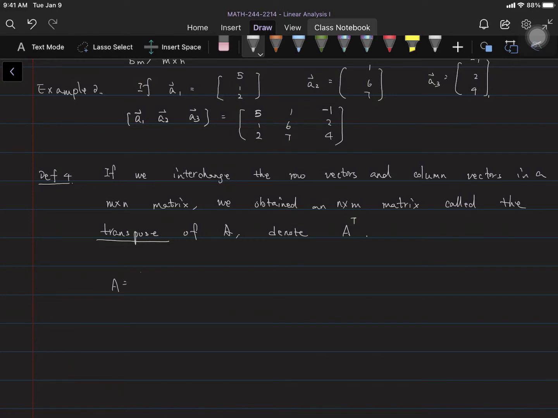So for example, if we have a matrix, we start from the easy one: 1, 2, 3, 4. Okay, so this is 2 by 2, right? This has 2 row vectors. Now we change the row vector, the first row, into the first column. So 1, 2 becomes here, and 3, 4, interchange row vector and column vector. So this is the transpose of the matrix A. First row becomes the first column. Can you see? Second row becomes the second column.